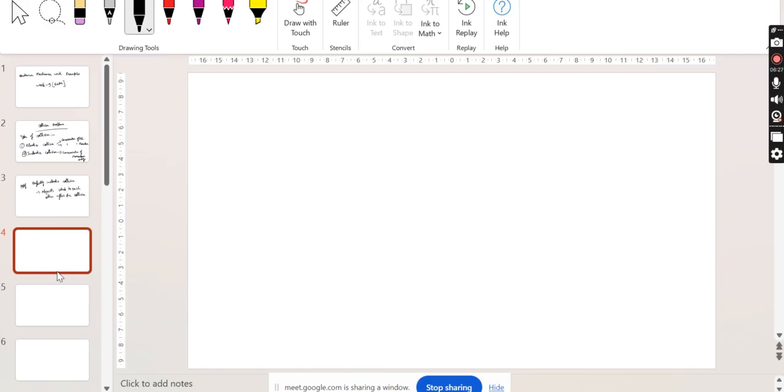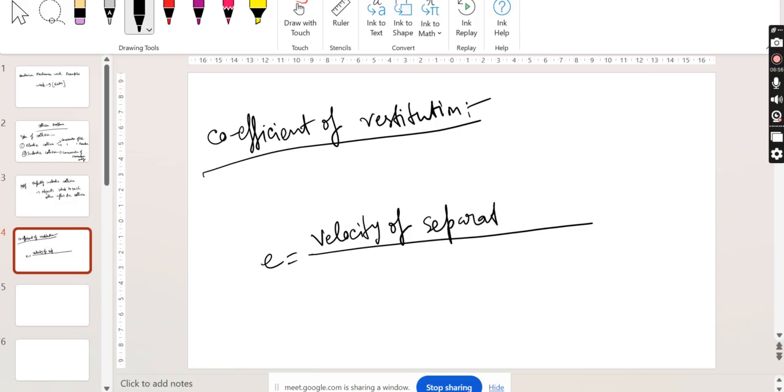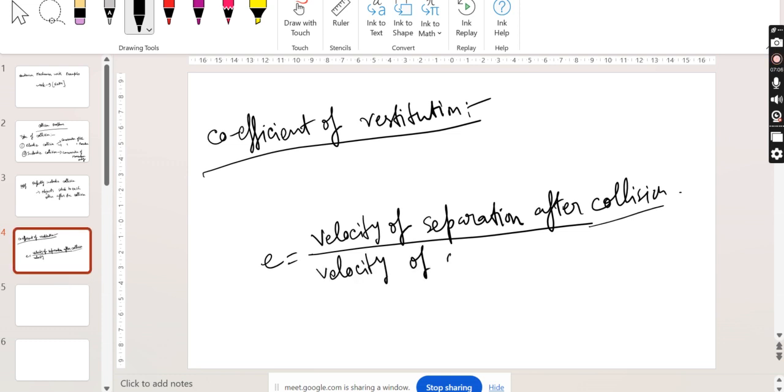Another thing that we need to recall is the coefficient of restitution. This e is equal to the velocity of separation after collision divided by the velocity of approach before collision. So e varies between 0 and 1.